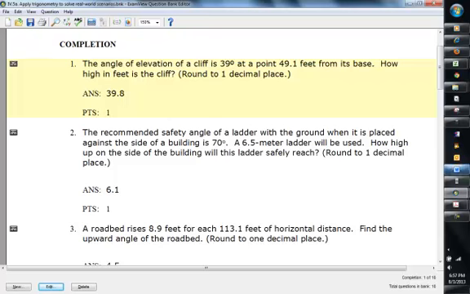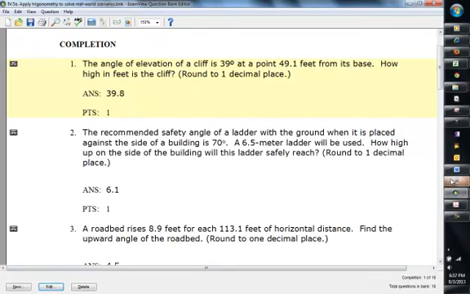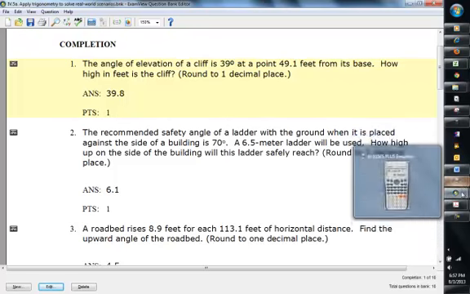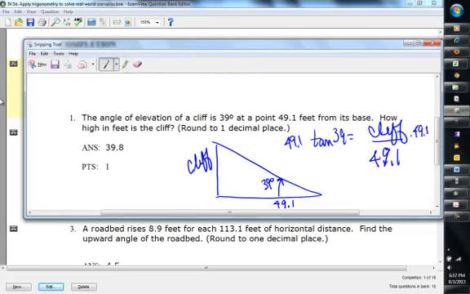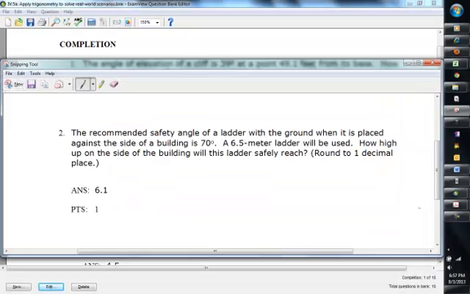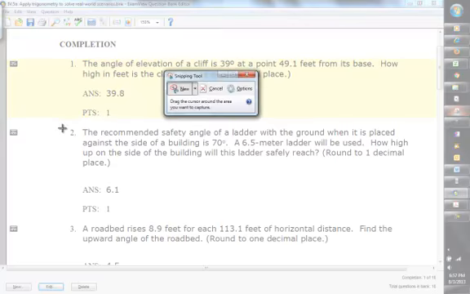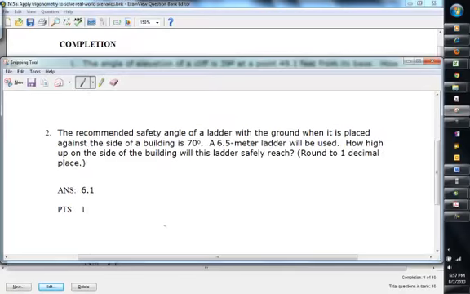The recommended safety angle for a ladder to the ground is 70 degrees. A 6.5 meter ladder will be used up the side of the building. How high will this ladder safely reach? Okay, let's draw the picture. In this case, we're given the angle. The angle is 70 degrees, and the ladder is 6.5 meters tall.